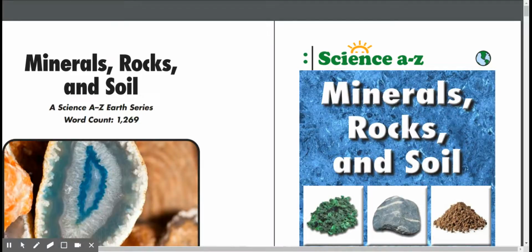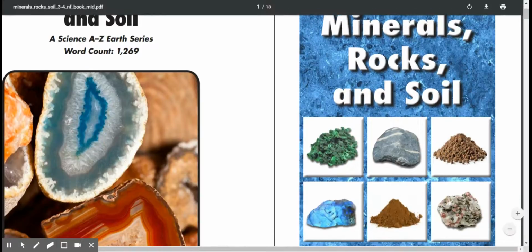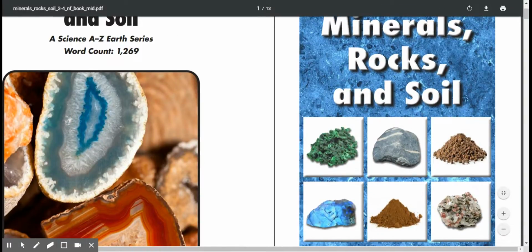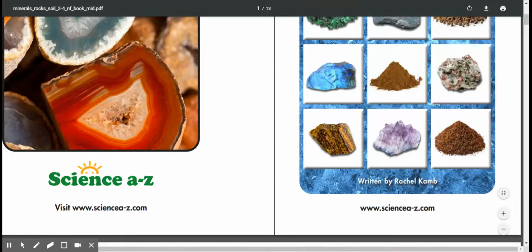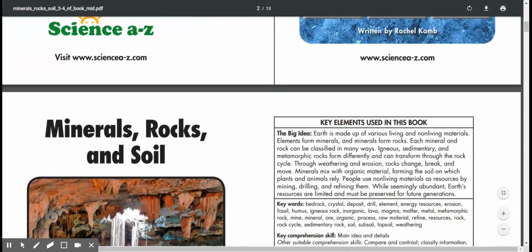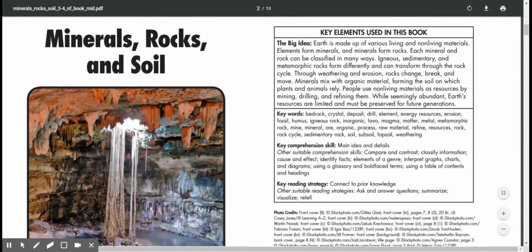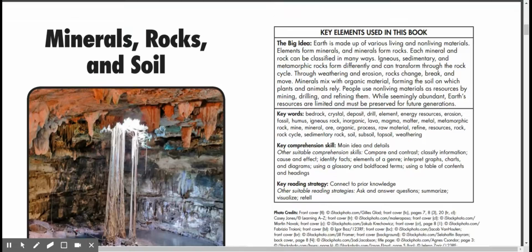Good morning, students. Today we're going to be talking about minerals, rocks, and soil. As you can see here, we have some pictures of some minerals, rocks, and soil. This topic is very important for you to learn about because this is what makes up the earth around us.